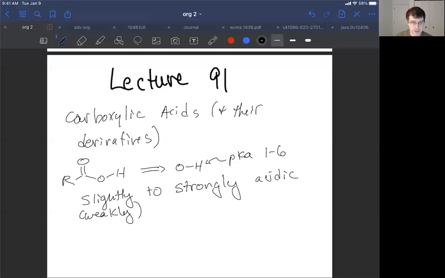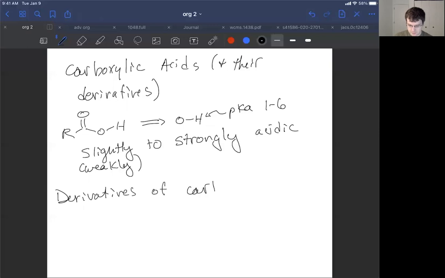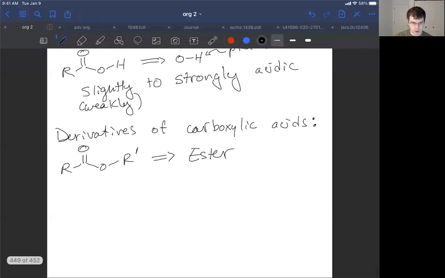Okay, so that's the carboxylic acid. That's why it has that second word acid attached to it. It is slightly acidic, but that's not all. We have the derivatives of carboxylic acids that we should consider as well. And these include molecules where the OH is converted to some R group. I'm going to label that as an R prime just to indicate it doesn't have to be the same on the left or the right. This is called an ester. We'll talk quite a bit about those.